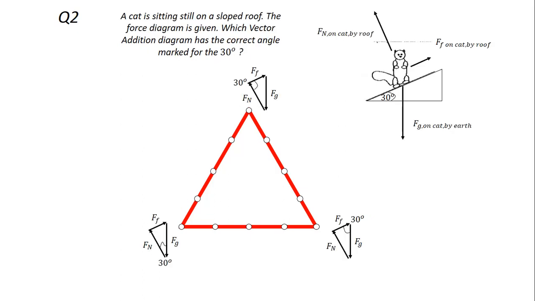Question 2, the cat's sitting on the sloped roof. I've given you a force diagram. Out of the 3 vector addition diagrams, and they're all the same in terms of the forces there, which of these diagrams has the 30 degrees placed in the right place? You see the 30 degrees is on the sloped roof. Which of these vector addition diagrams has that 30 degrees transferred to the right place in the vector addition diagram? Pause the video to think about that one. And we're moving on to question 3.